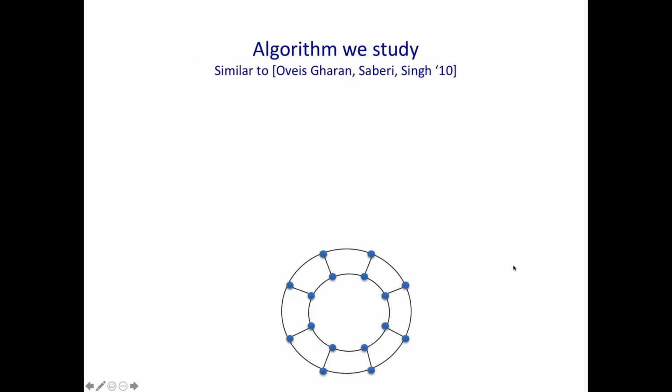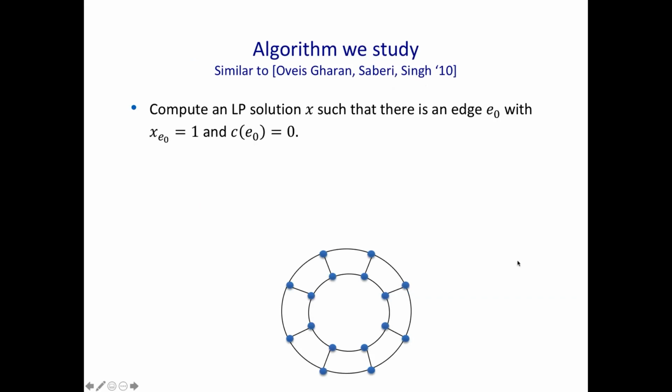And here we'll study an algorithm which is based on a work by my co-author Shayan as well as Saberi and Singh. And it's also very similar to Christofides' algorithm, except we choose our tree differently and we actually choose a tree plus an edge. So first we compute an LP solution, x, to the Held-Karp relaxation. And we do so such that there's an edge e_0 with cost 0 that has x_{e_0} equal to 1. And one can actually assume this edge exists without loss of generality.